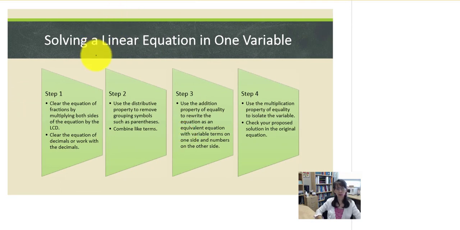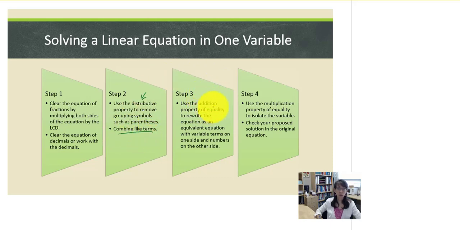So here's pretty much the procedure that we want to follow. The first thing we want to do in step 1 is to clear the equation of fractions by multiplying both sides of the equation by the lowest common denominator. That's if we have fractions. So once we clear the equation of decimals or work with decimals or clear the equation of fractions, then we're ready for step 2. If we have any parentheses, we want to make sure we use the distributive property to remove those parentheses or any grouping symbols in the equation. That will allow us then to combine like terms.